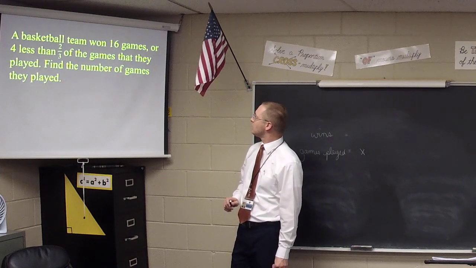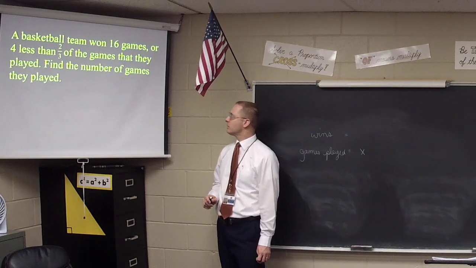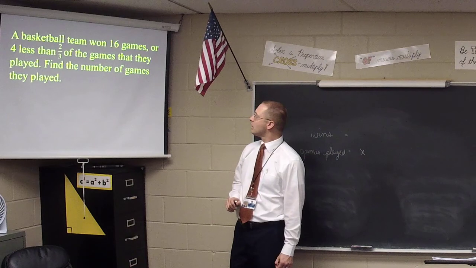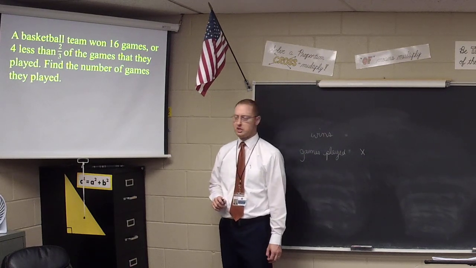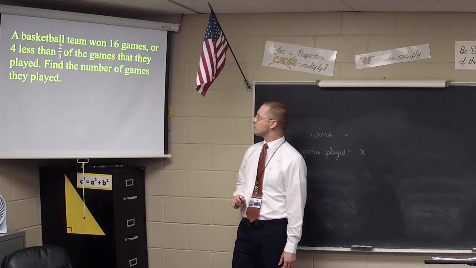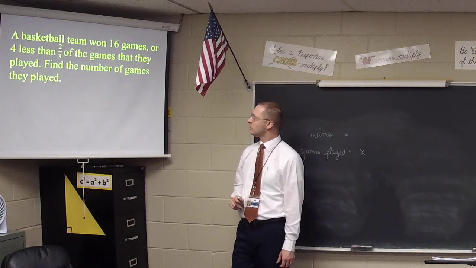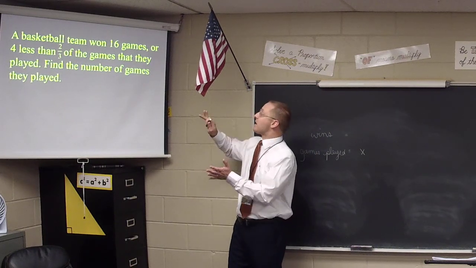It says... 2/3 minus 4. Close, really close. Dylan, how would you represent the wins? 2x over 3 minus 4. There we go. They won 4 less than 2/3 of, which means multiply the games that they played.